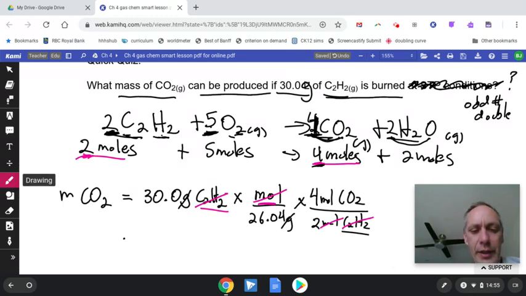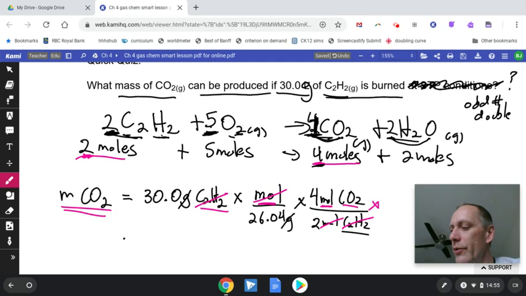I've got just moles for my unit and CO2. So I have solved for moles of CO2. Hey, that's close. We're looking for the mass of CO2. So my last step is to turn the moles of CO2 into the mass using the molar mass.